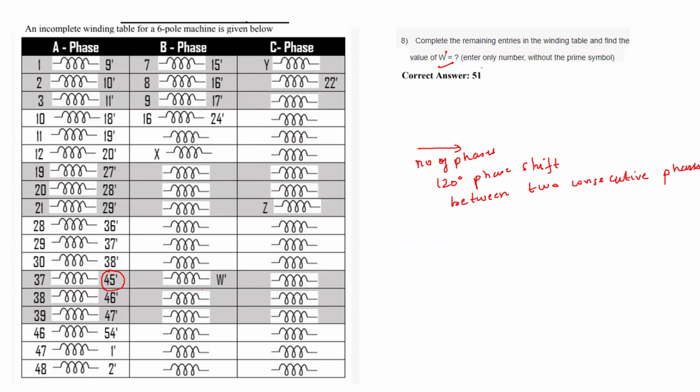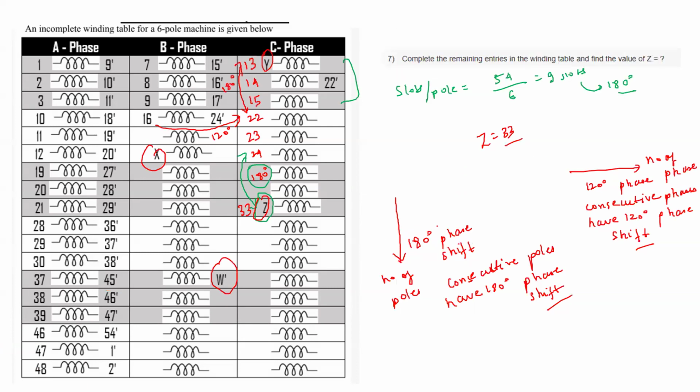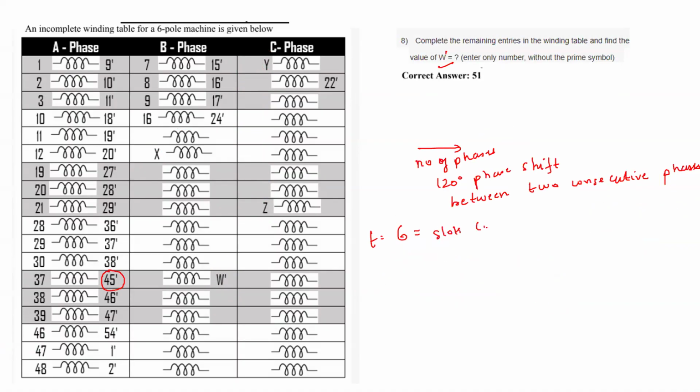Okay. So we have found that 6 is the number of slots corresponding to a 120-degree phase shift in this question. So this is 6. So 45 plus 6 is 51. Like this, W dash is 51.